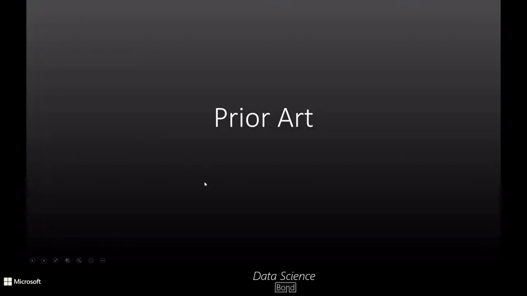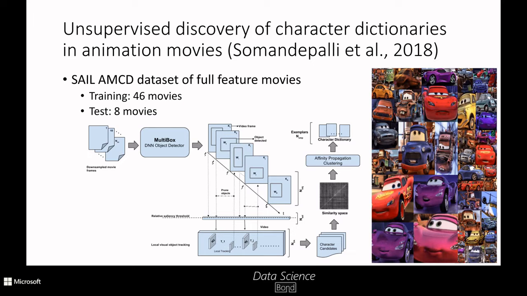So in terms of prior art, the main paper with which we compared was a paper by Sumandepalli et al. from 2018. They essentially tried to take a full feature animation film and recognize all the characters in the video, not by name, but to give some, what they call a dictionary, like the cast, which we try to take, and optimally having a single image or exemplar, as they call it, per character. In this example, we can see that some of the characters have been captured multiple times, which is unwanted, and we want to do better than that.